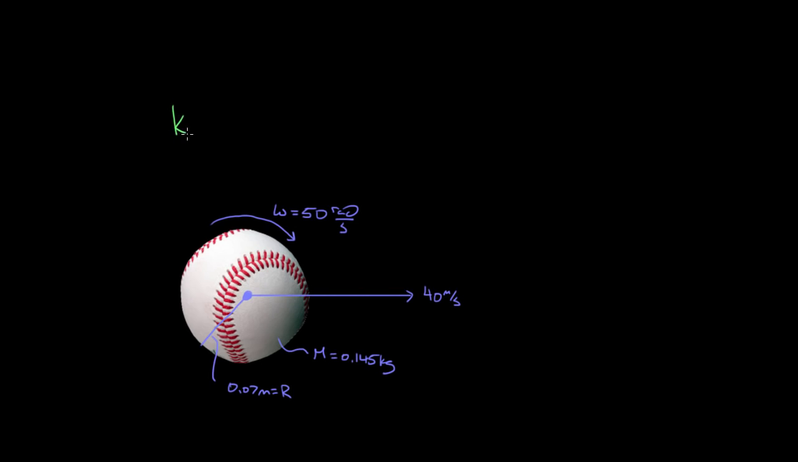There's going to be a rotational kinetic energy and a translational kinetic energy. The translational kinetic energy is 1/2 the mass of the baseball times the center of mass speed of the baseball squared, which gives us 1/2 times 0.145, and the center of mass speed is 40. That's how fast the center of mass of this baseball is traveling. If we add that all up, we get 116 joules of regular translational kinetic energy. But how much rotational kinetic energy is there? We have rotational kinetic energy due to the fact that the baseball is also rotating.